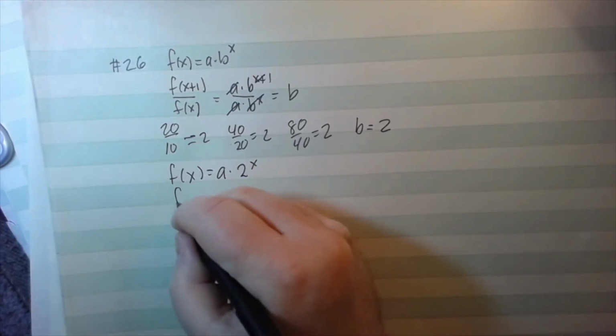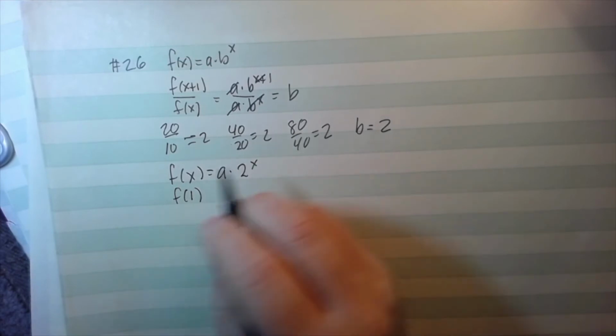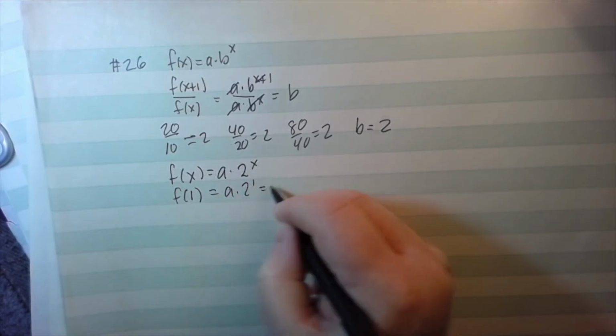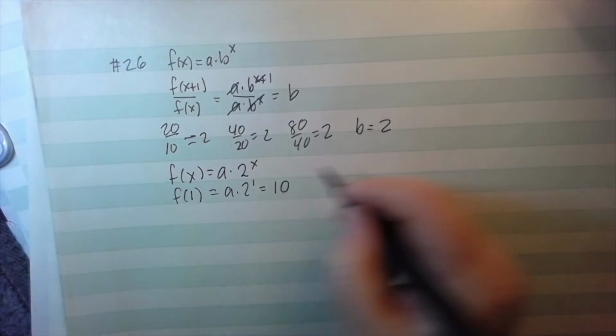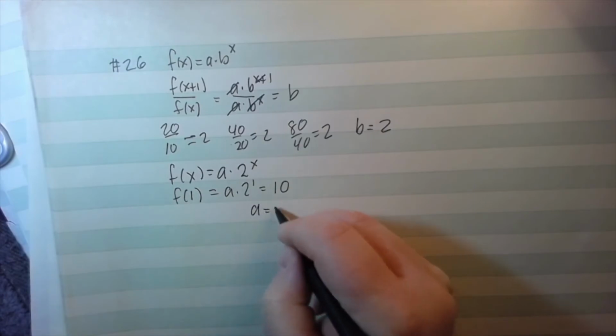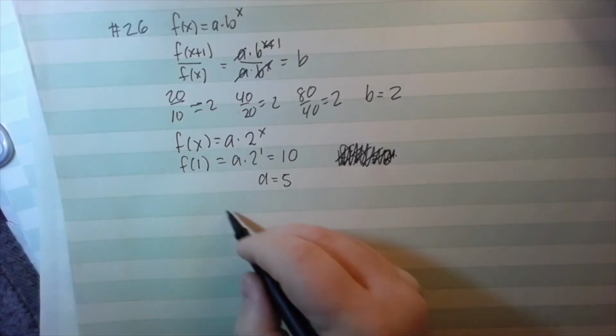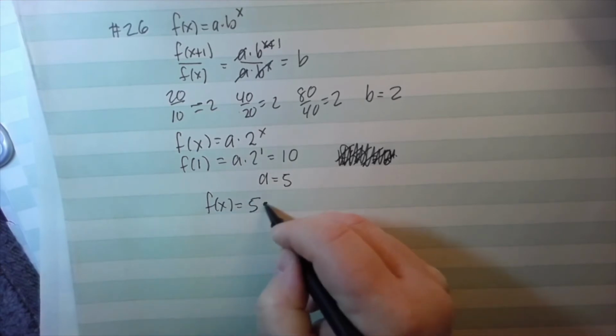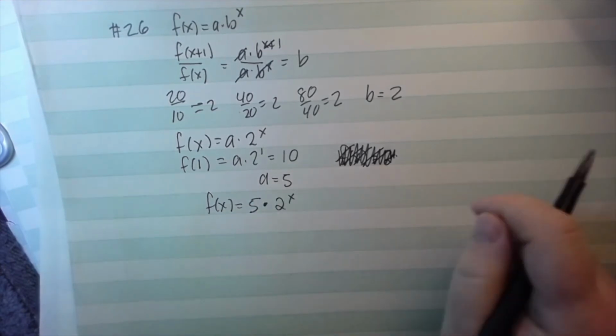What I then would like to do is plug in a 1, because that's the first value there. I get a times 2 to the 1 is equal to 10. Divide the 2 over and I get a is equal to 5. I get the equation f of x is equal to 5 times 2 to the x.